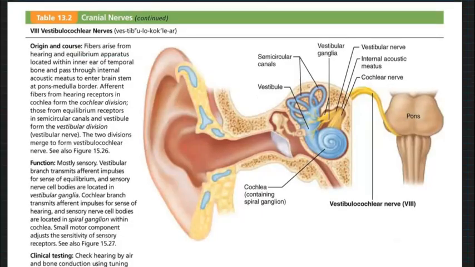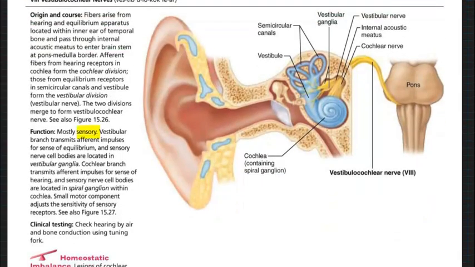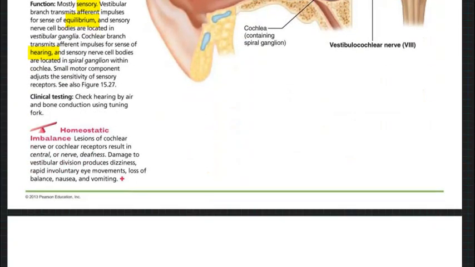Vestibulocochlear, boring. Sensory: equilibrium and hearing. I'm not asking which branch transmits what. Imbalance, deafness, or vertigo.